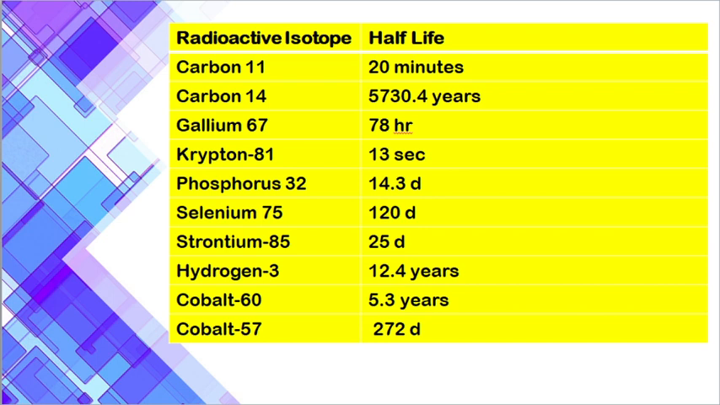5730.4 years. And the half-life of gallium 67 is 78 hours, and the half-life of krypton 81 is 13 seconds. And the half-life of phosphorus 32 is 14.3 days, and the half-life of selenium 75 is 120 days. And the half-life of strontium 85 is 25 days, and the half-life of hydrogen 3 is 12.4 years. Cobalt 60, the half-life is 5.3 years, and for cobalt 57, the half-life is 272 days.